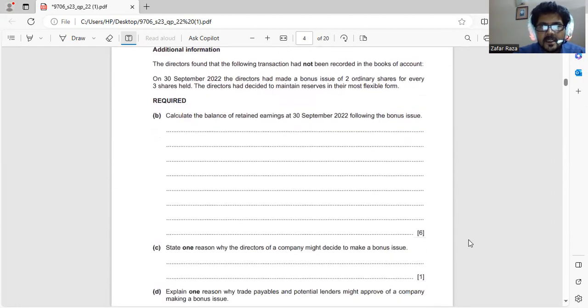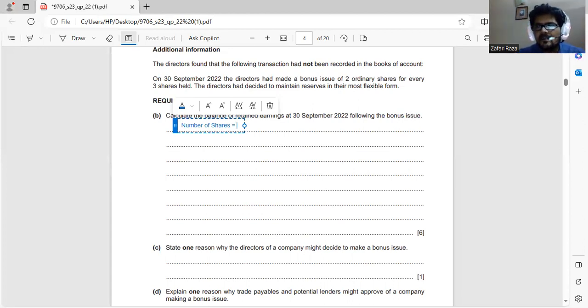The directors found that the following items had not been recorded in the books of account. On 30th September 2020, the directors made a bonus issue of 2 ordinary shares for every 3 shares held. The directors have decided to maintain reserves in their most flexible form. Now, when we are giving them bonus shares, first we have to calculate the number of shares. So I'm doing all the working over here. See how many shares the company has issued up till now.